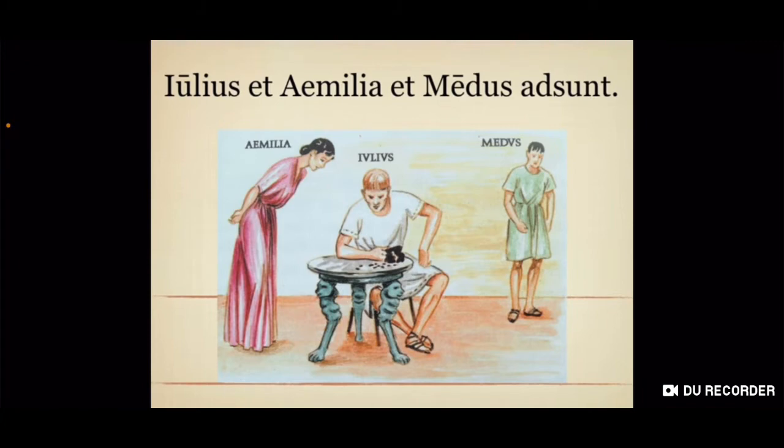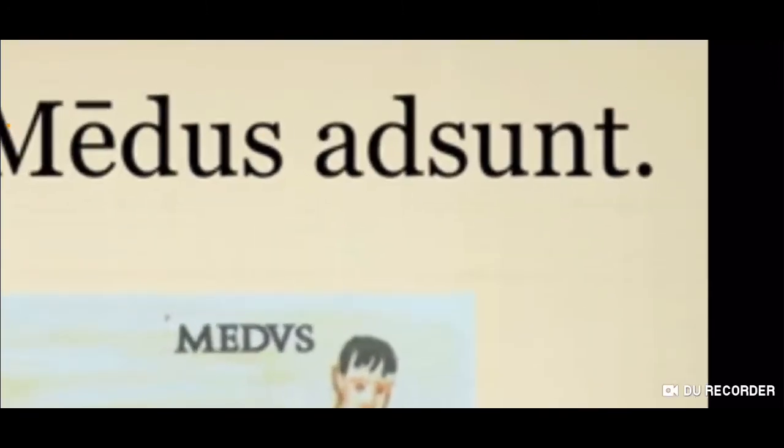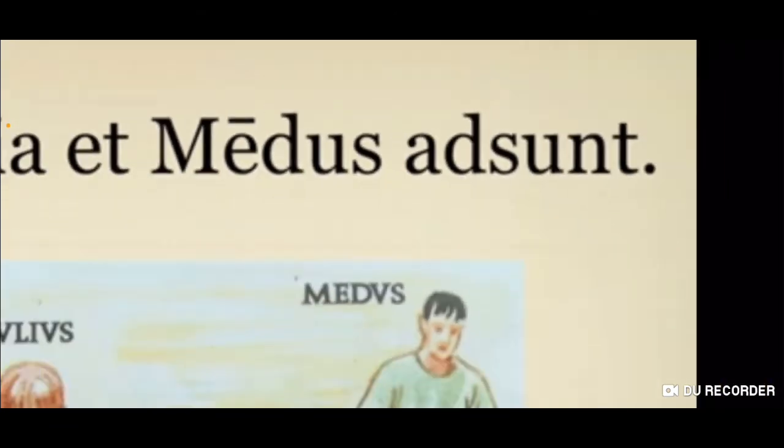Julius, Aemilia et Medus adsunt. Julius et Aemilia. Julius and Aemilia, and Medus is here. Are here. So you see, instead of est, since it's the three of them they're talking about, it's sunt, but you still add your ad.